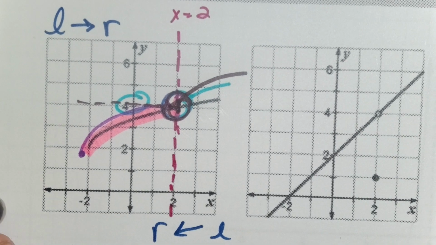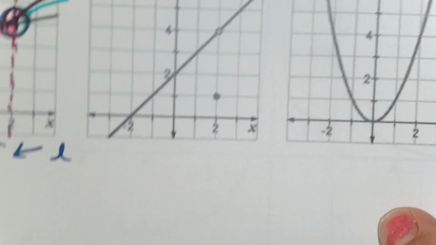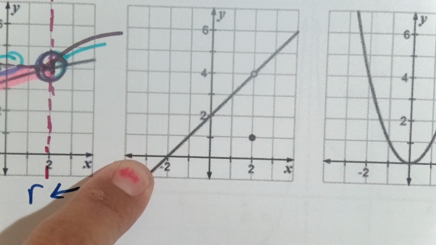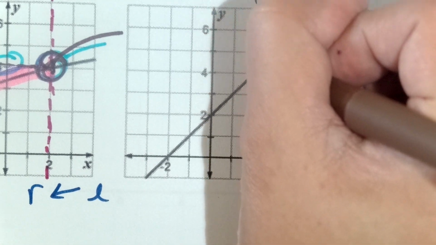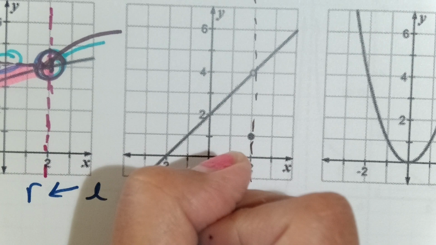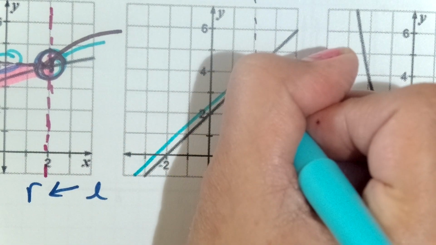A little bit more understanding? Okay. So let's look at this one now. I'm going to start at the left side of the graph. And I'm going to draw the dotted line. I'm going to start at the left side of the graph and stop at that dotted line and circle the point.